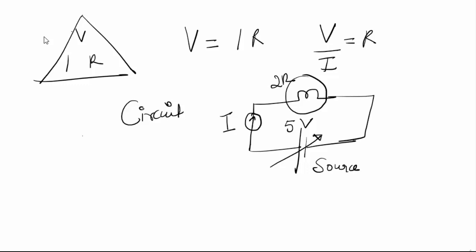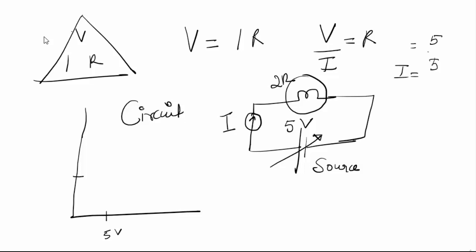what I find is that while I am taking 5 volt, my current using this equation is V divided by R. So I equal to 5 divided by 2, which is equal to 2.5. So I'm simply giving it as 2.5 here, and this is my I1, the first observation.